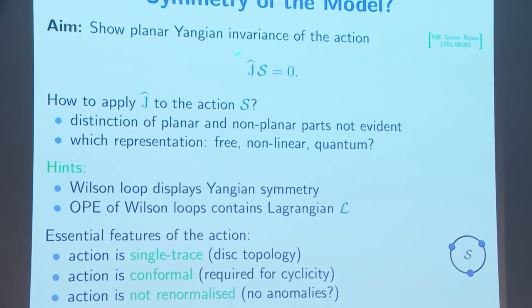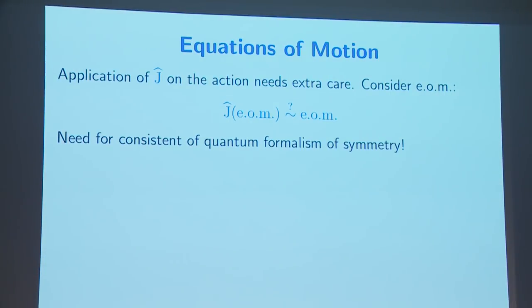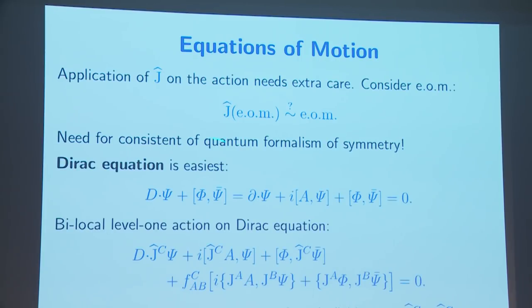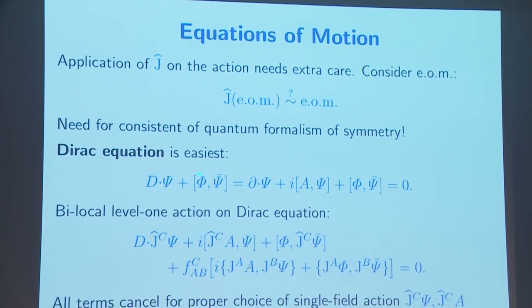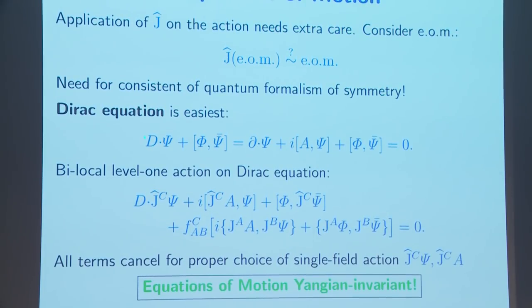But we didn't know what this statement actually means. So we first of all applied this symmetry generator to the equations of motion and wanted to see whether whatever it produces, if you have a symmetry, should again be equations of motion. In particular, if you want a consistent formulation of a symmetry, this statement really needs to be true in the quantum theory. The Dirac equation is easiest, so let me schematically show you the Dirac equation. It's D slash psi, where this is a covariant derivative, plus maybe this Yukawa term. So if you write it out, it's these three terms.